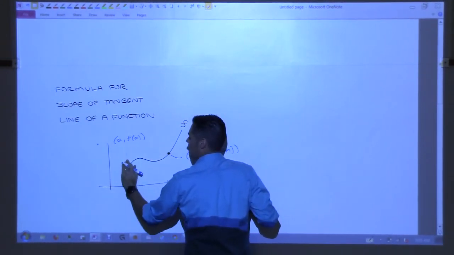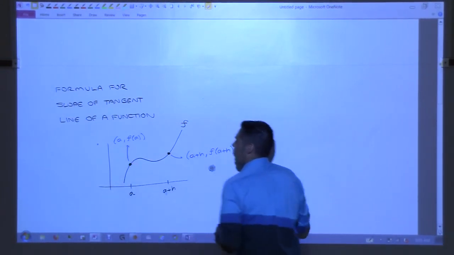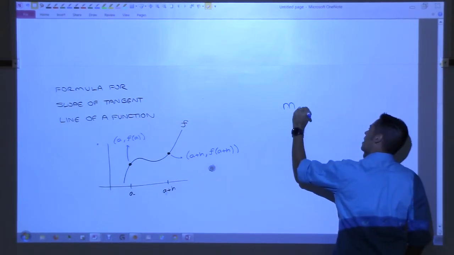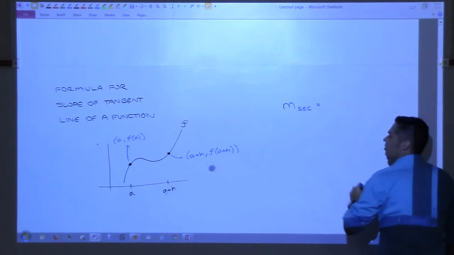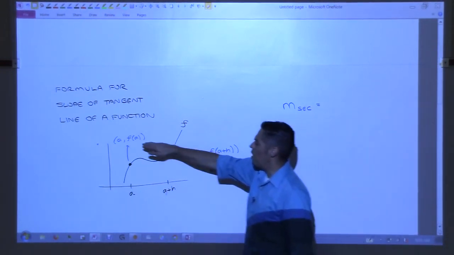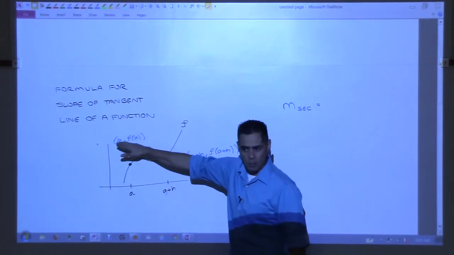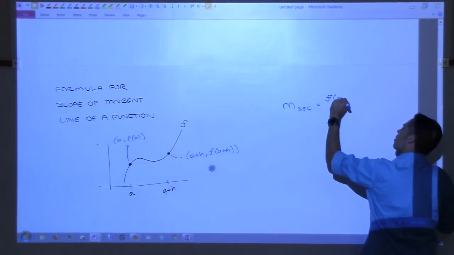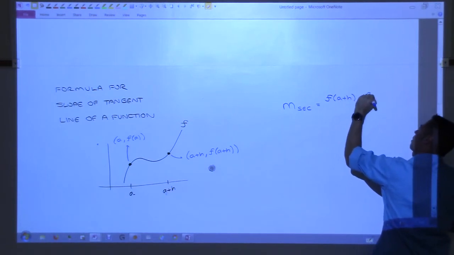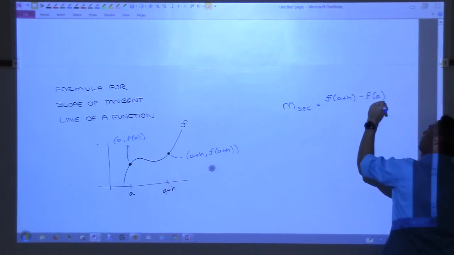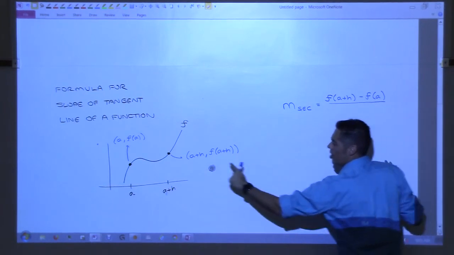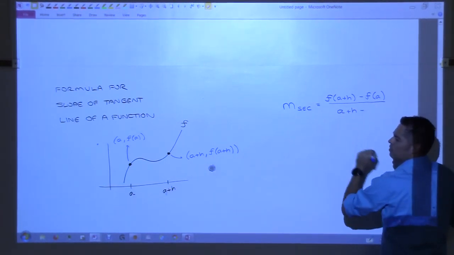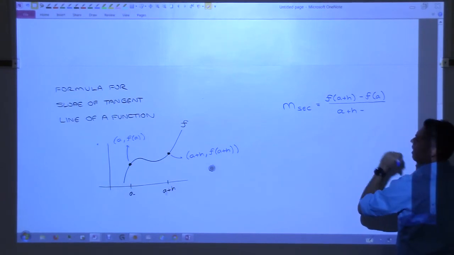All right? So the slope, m, of the secant line is equal to y2 minus y1 over x2 minus x1. So y2 is f of a plus h, minus y1, which is f of a, all over x2, which is a plus h, minus x1. What's x1? a.